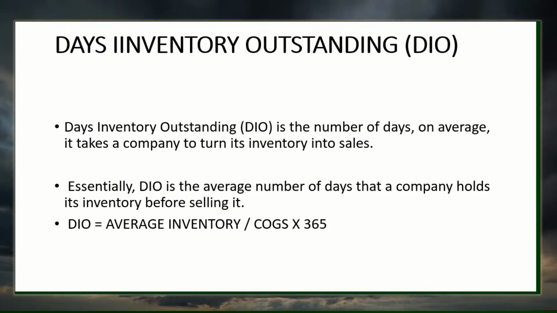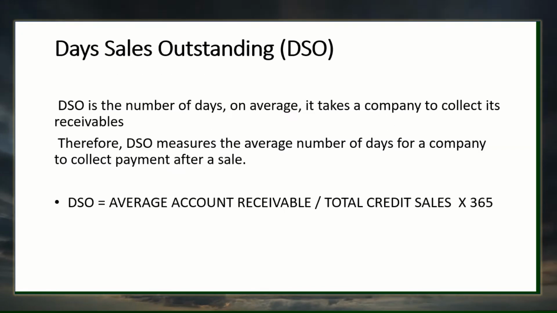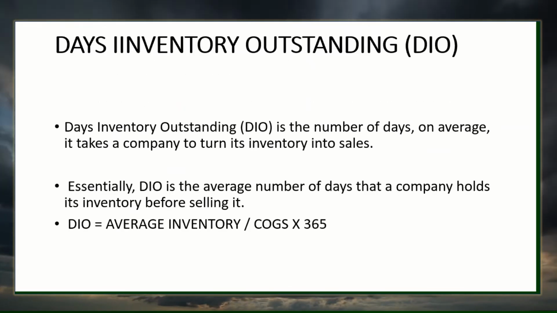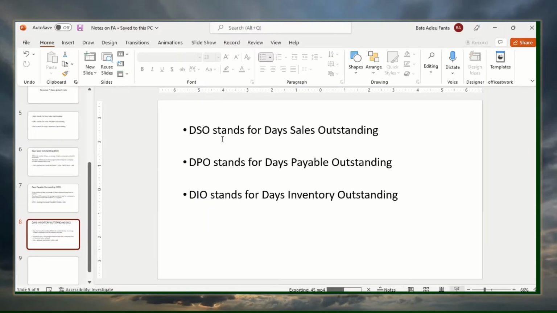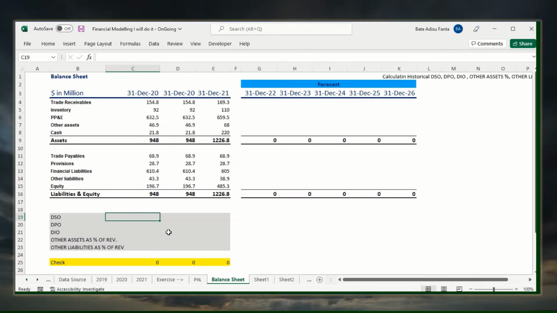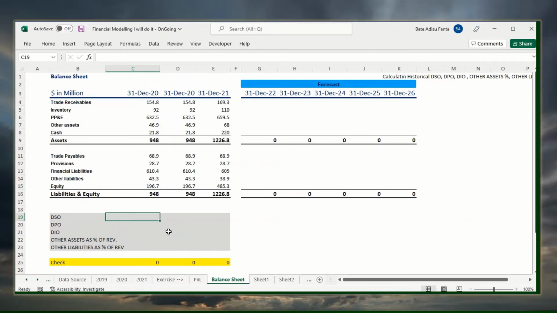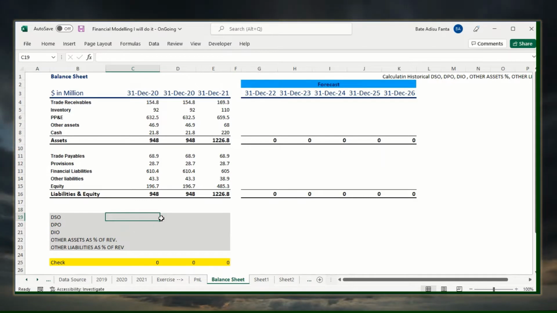So both DIO and DPO use COGS, whereas DSO uses sales, credit sales. Interesting. So that's a very important point to note. Having said this, let's go and calculate the historical values for all these items here.